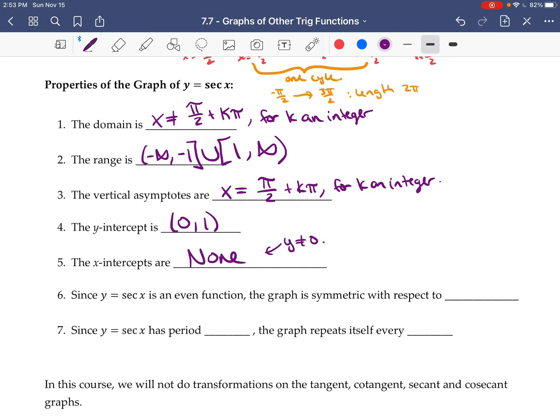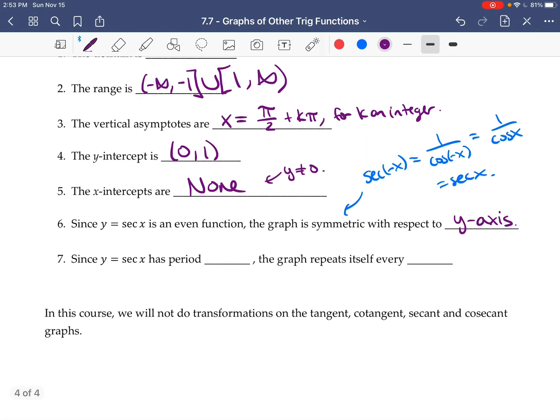Secant is an even function, so this one is symmetric not to the origin, but to the y-axis. That's because cosine is even. So secant of negative x is 1 over cos of negative x, and cos is even, so that's 1 over cos of x, which is secant of x. So here we have period 2 pi. Again, it repeats itself every interval of length 2 pi.